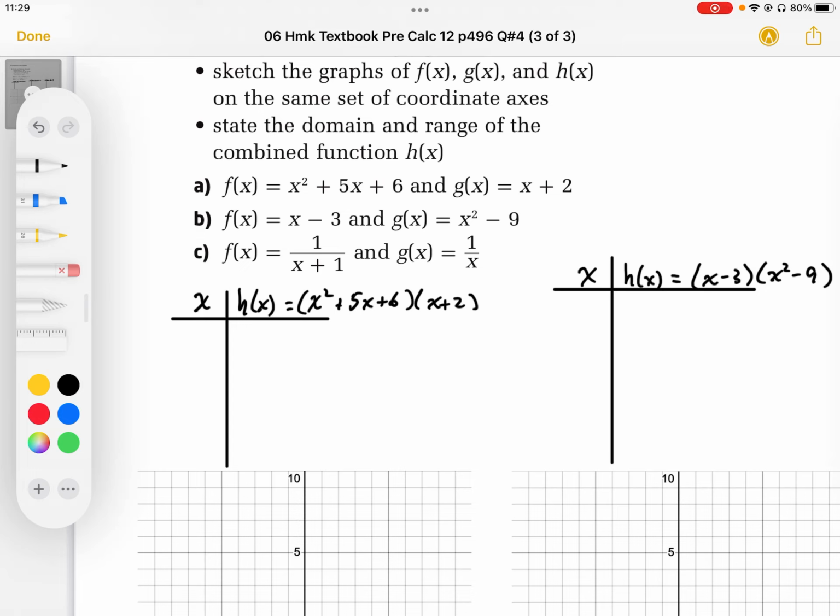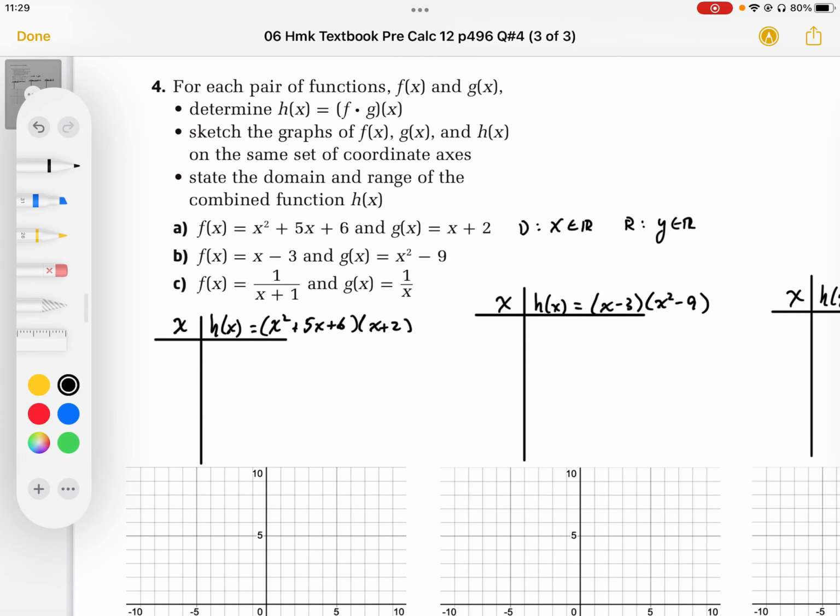But when we combine these together, I end up with a cubic function. So the range of this cubic function, for all cubics, is going to be all real numbers. The domain is all real numbers, and the range is all real numbers. And if I were to graph this, the parabola is f, the linear function is g. When I graph this, I'm going to get a cubic function, and the important parts are going to be the zeros.